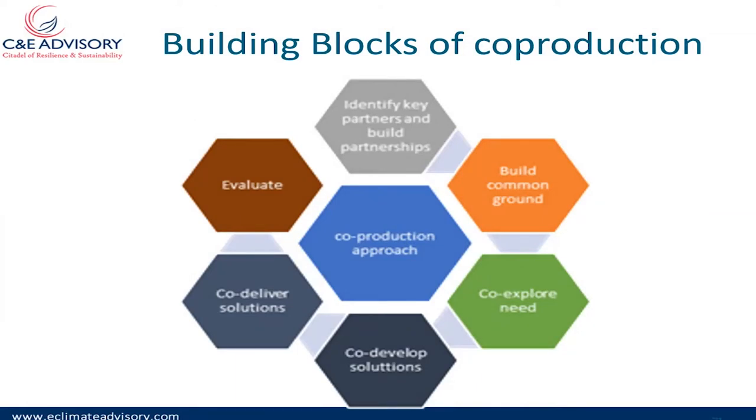And then you evaluate. So the first approach is that, instead of saying that these are users, you say these are partners, the partners that you want to work together to come up with climate information service. Then you build the common ground. Here it means you agree on what the user wants, and then you co-explore the need. Is it possible to be done? And then you co-develop together the solutions. Then you deliver the solutions, and then you evaluate whether that solution is working. And that's what we call the six building blocks of co-production.